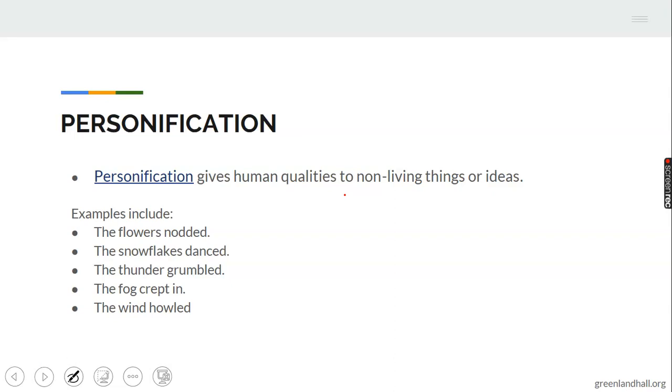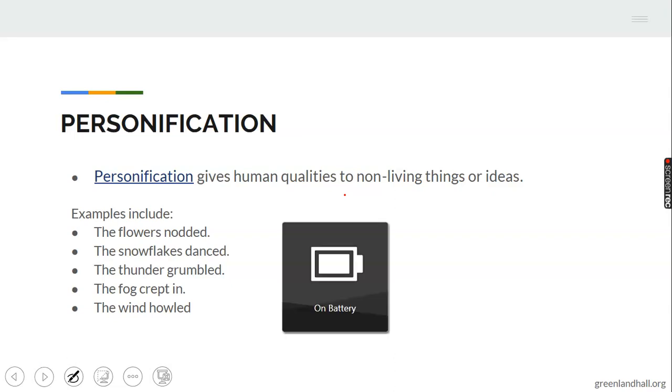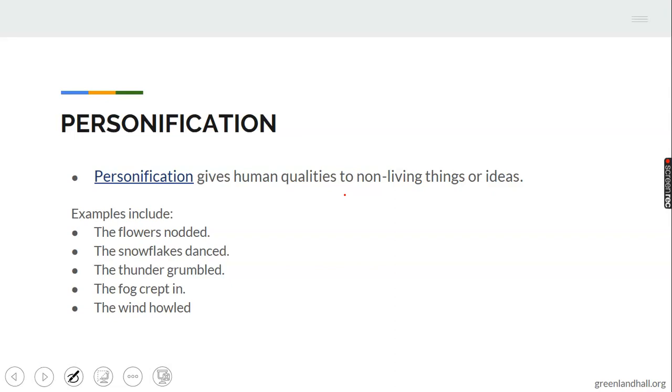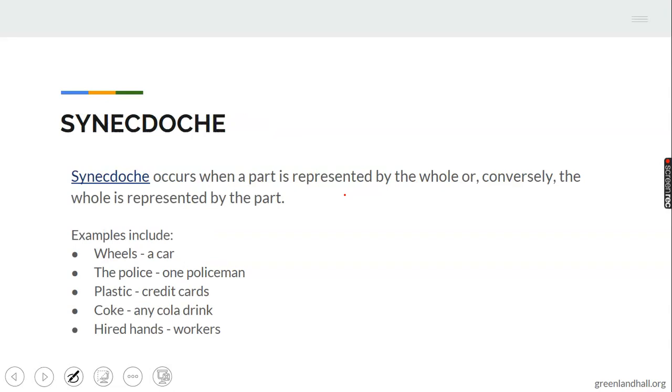Or you say the cloud is crying. The cloud cannot cry. But when there is heavy rainfall, you say the cloud is crying. But normally the cloud cannot cry.